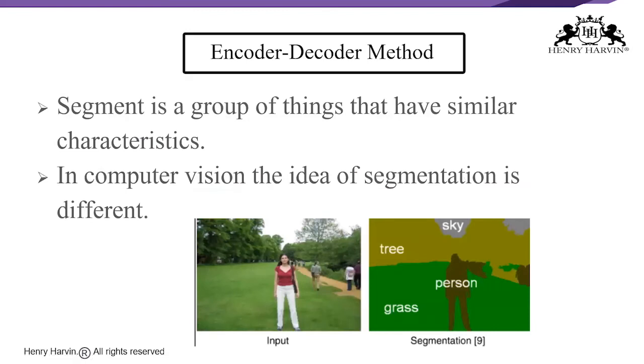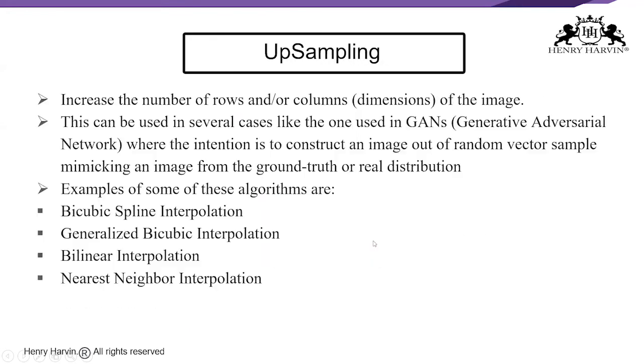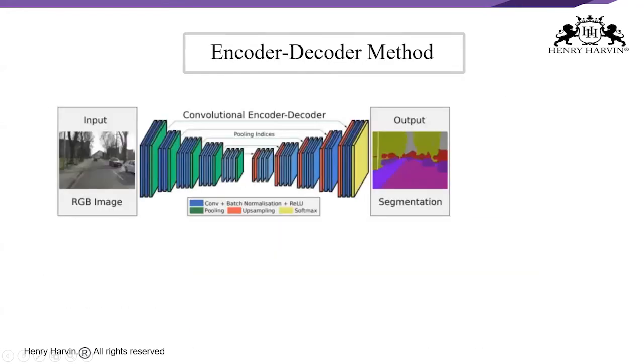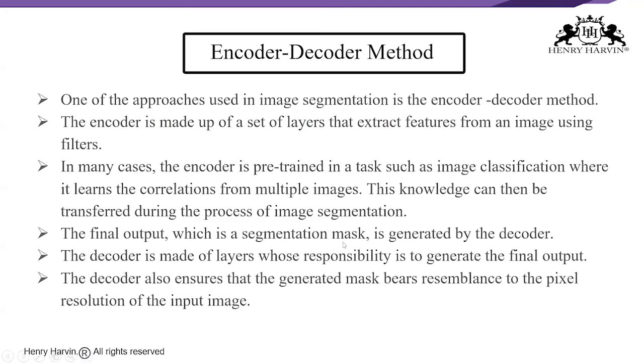We all know that a segment is a group of things that have similar characteristics. But in computer vision, the idea of segmentation is different. If you look over here, you can see a person, grass, tree, sky, and here also there are persons, right? This is what we are going to understand, right? One of the most important approaches in image segmentation is the encoder-decoder method.